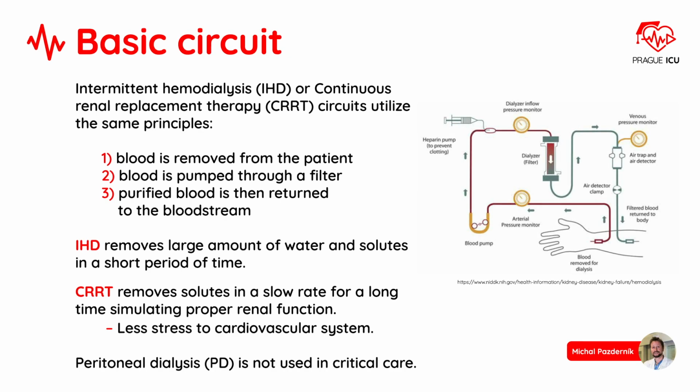Intermittent hemodialysis and continuous renal replacement therapy circuits utilize the same principles. Blood is removed from the patient, blood is pumped through a filter, and purified blood is then returned to the bloodstream. Intermittent hemodialysis removes a large amount of water and solutes in a short period of time. In contrast, CRRT removes solutes at a slow rate for a long time, simulating proper renal function. It represents less stress to the cardiovascular system. Peritoneal dialysis is not used in critical care.